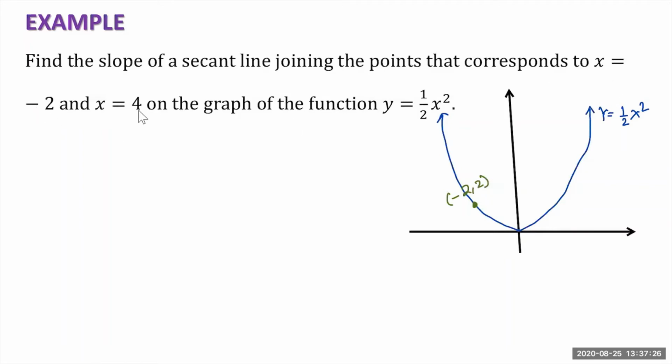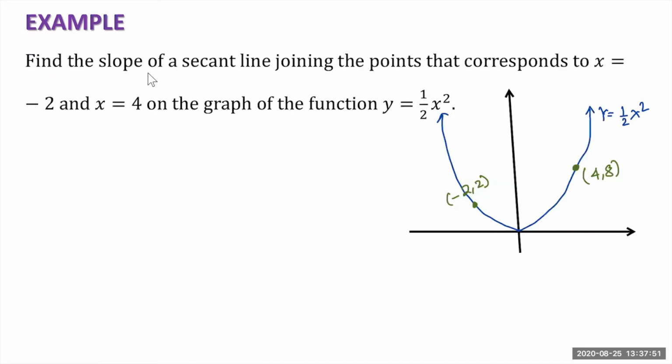And when x equal to 4, the corresponding point on the graph should be somewhere there. So this is the point when x equal to 4. Let's find out what y is. You plug in 4 here. 4 squared is 16, and half of 16 is 8. So that point there is 4, 8.